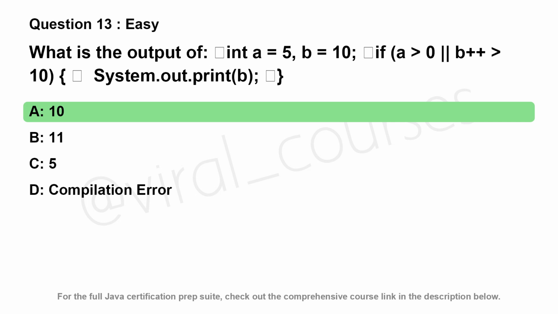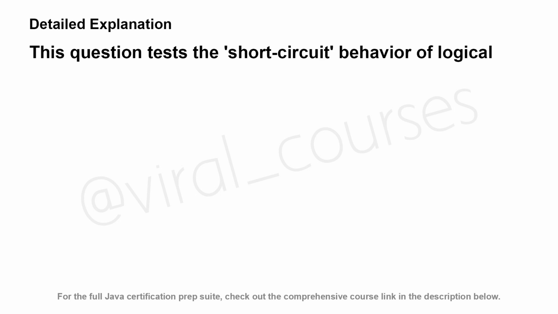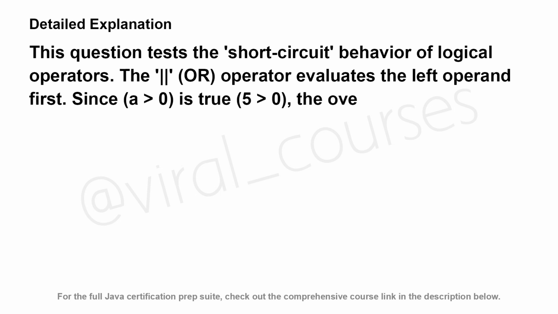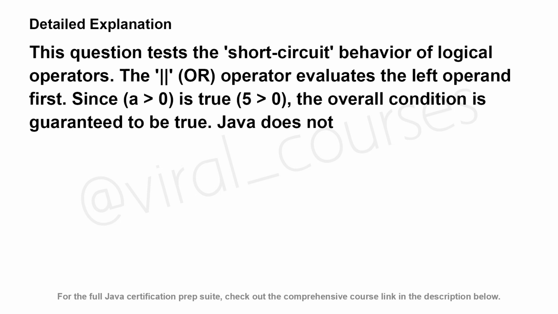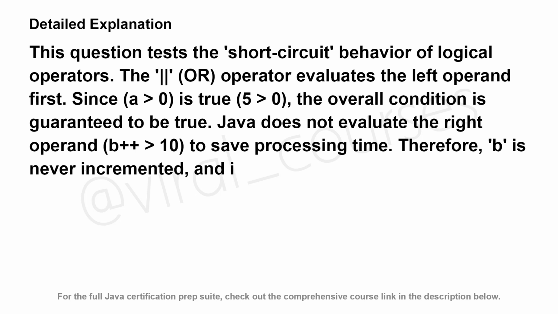The correct answer is A. This question tests the short-circuit behavior of logical operators. The OR operator evaluates the left operand first. Since a > 0 is true, 5 > 0, the overall condition is guaranteed to be true. Java does not evaluate the right operand, b++ > 10, to save processing time. Therefore, b is never incremented, and its value remains 10.